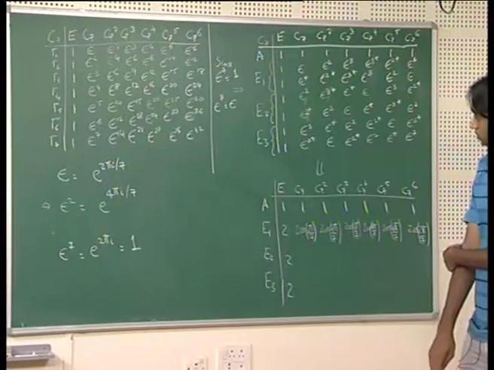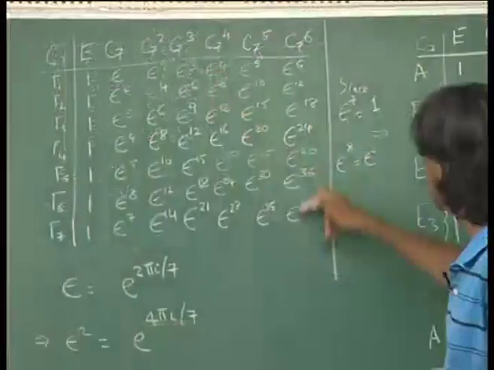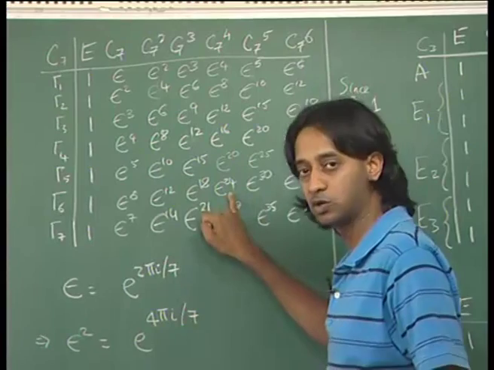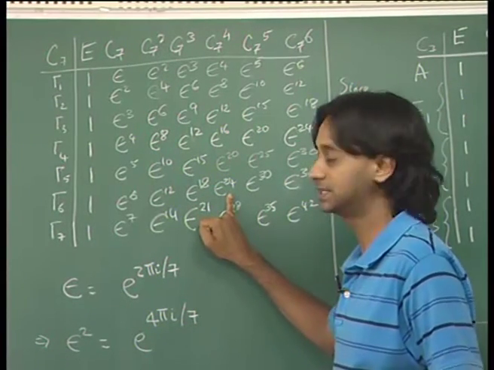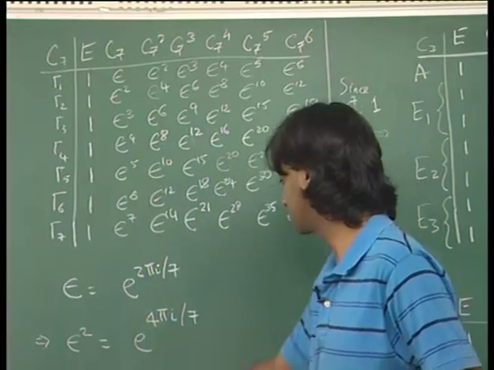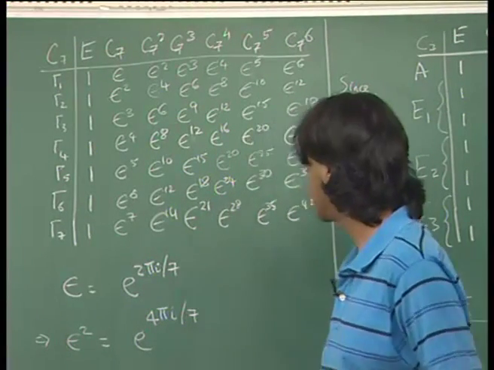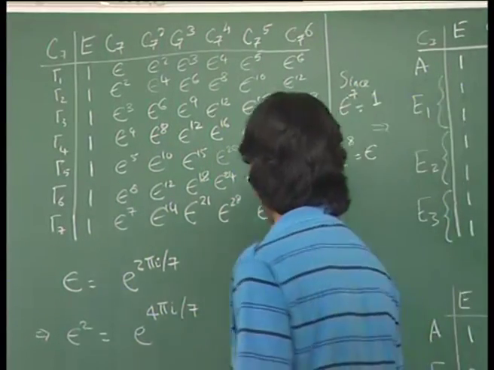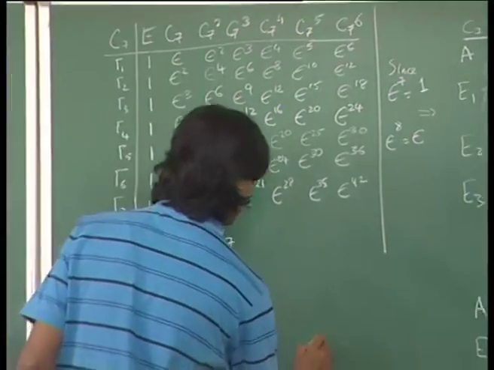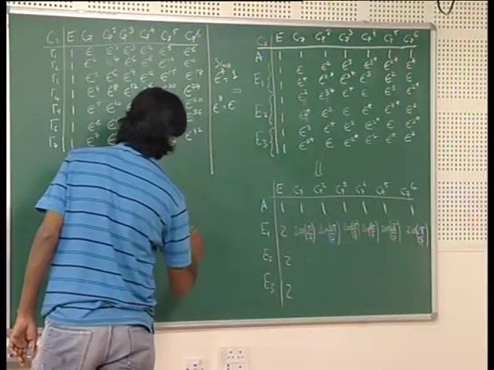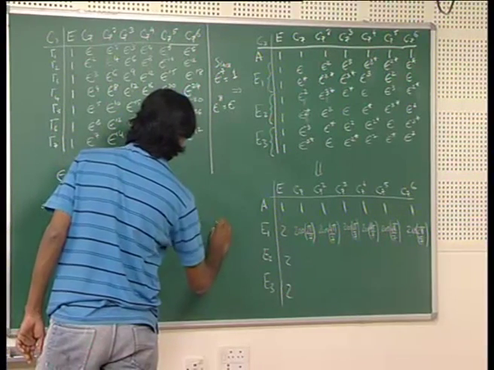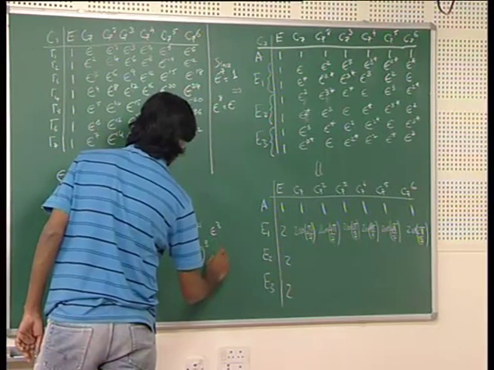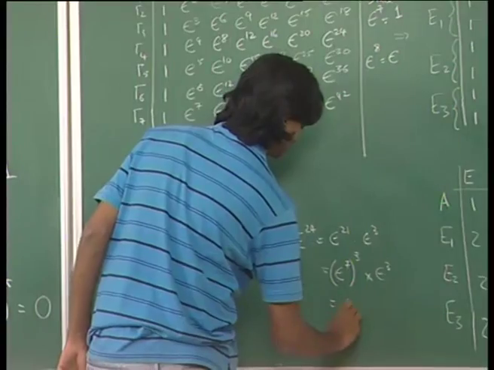Okay. Furthermore, you can do that. If you take epsilon raised to 24, okay, 24 is 21 plus 3. So, epsilon raised to 21 is epsilon 7 cube. Epsilon 7 cube is nothing but identity. So, it is just epsilon raised to 3. You can do this for all the elements. Epsilon raised to 24 is equal to epsilon raised to 21 times epsilon raised to 3, which is equal to epsilon raised to 7 cube times epsilon cube, which is equal to 1 times epsilon cube.